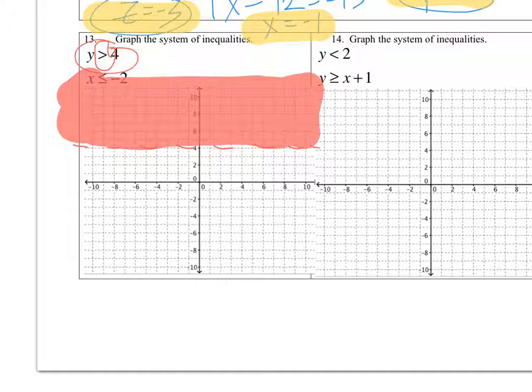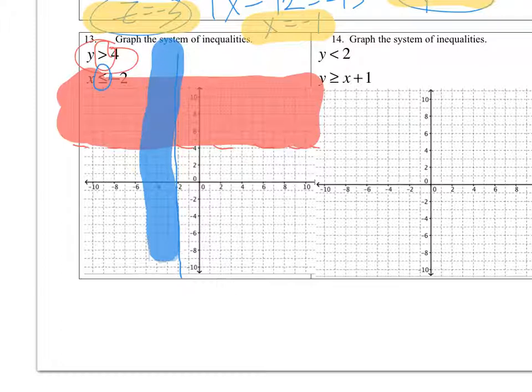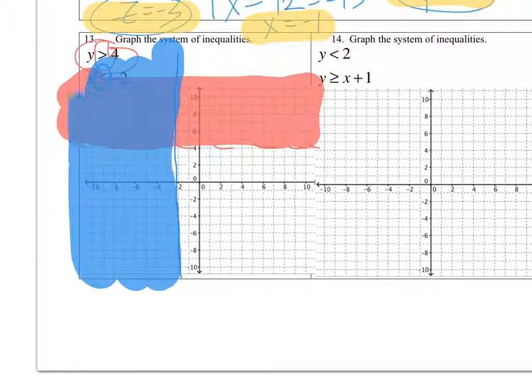Next part, x is less than or equal to negative 2. Okay, for negative 2, I'm going to do a solid line because we've got less than or equals. And I'm going to shade on the left because negative 2 is our rightmost bound. The solution to this would be the region that's up here that has both colors, or now in this case all three colors showing up.